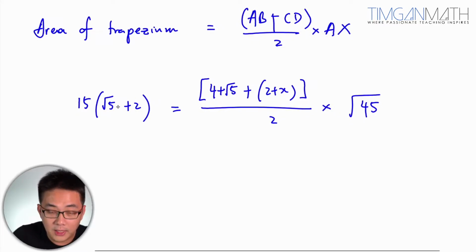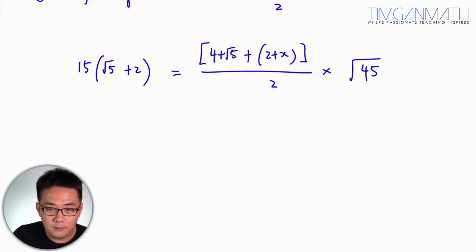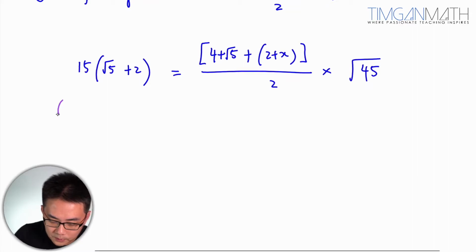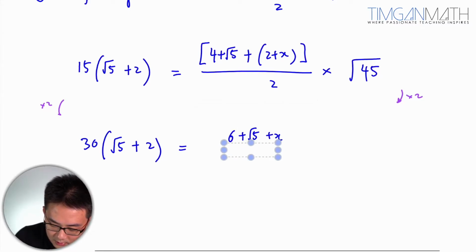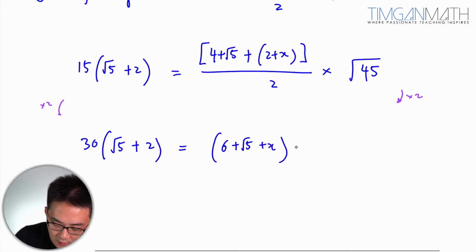I would multiply the 2 over to the other side, because this 2 is very annoying. Multiply both sides by 2, and this would render 30 times root 5 plus 2 on one side, and 6 plus root 5 plus x, times root 45.